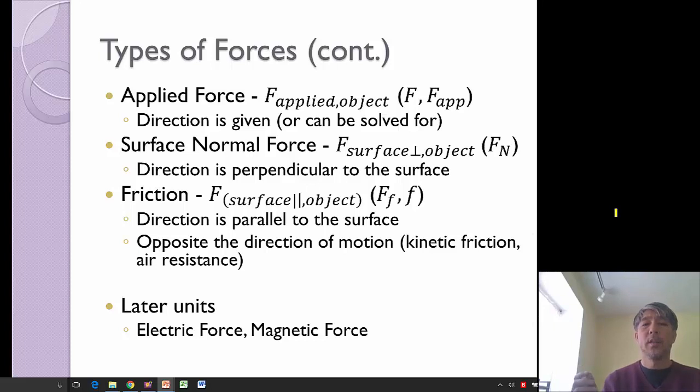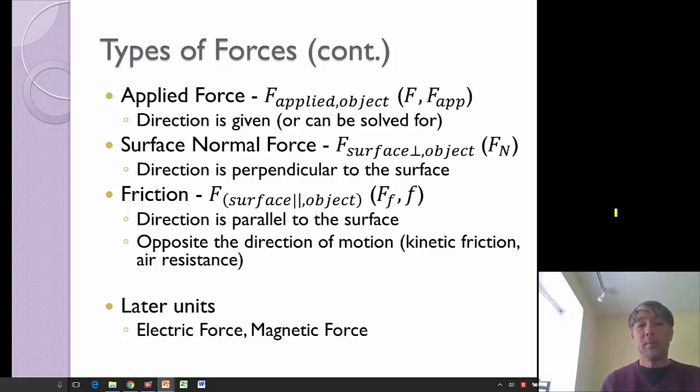Okay, the next one is applied force. We'll see this frequently. It's the force of an outside agent. We don't know what that agent is, so we're really not going to look too often at the third law pair to this force, but this is the force applied on the object. If an outside agent is given, force of the hand on the object, force of me on the object, the direction will usually be given, or it'll have to be solved for.